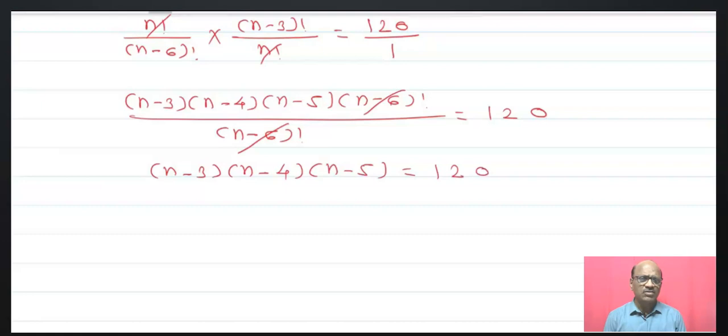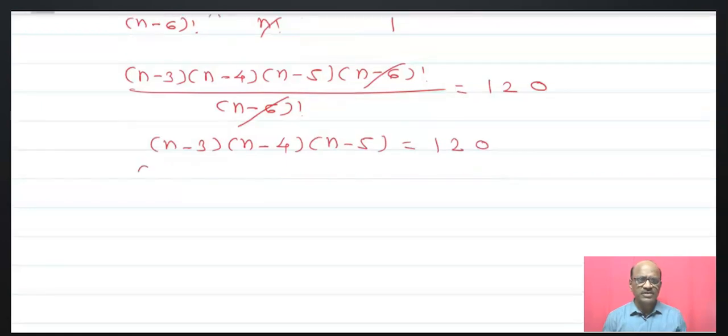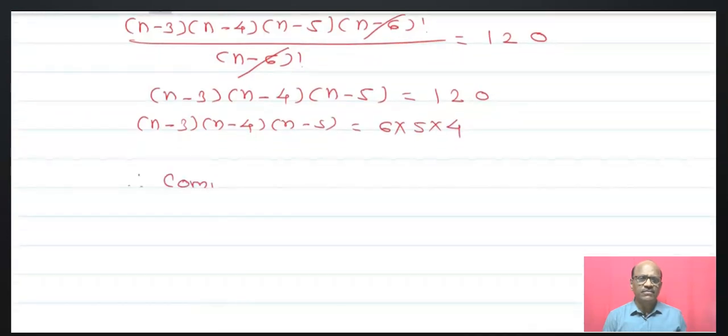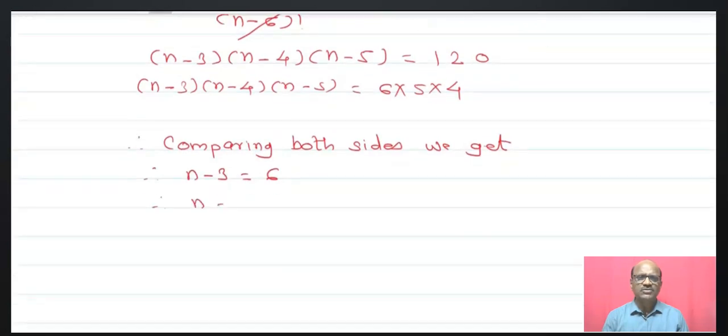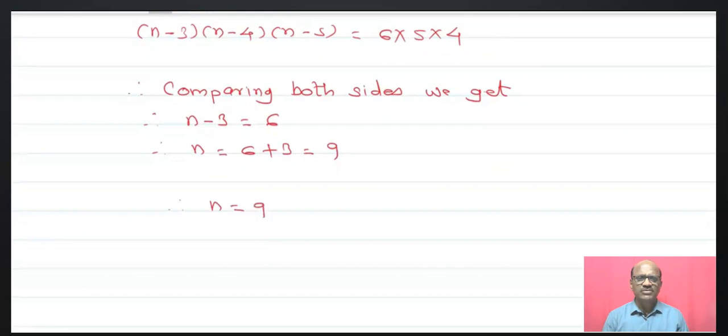Now there are three consecutive numbers whose product is 120, that you have to find out. Then what are such numbers? That is 6, 5, 4. Now if we compare these, by trial and error we want to find the three consecutive numbers whose product is 120. n minus 3 is equal to 6, therefore n is equal to 6 plus 3, which is 9.